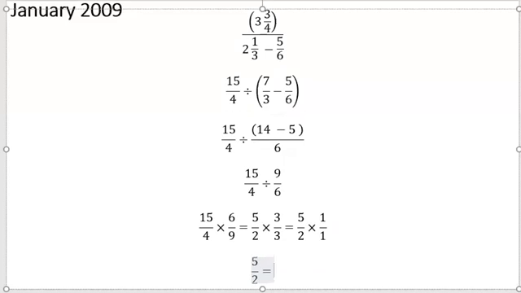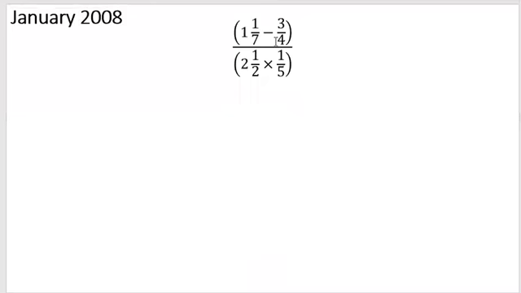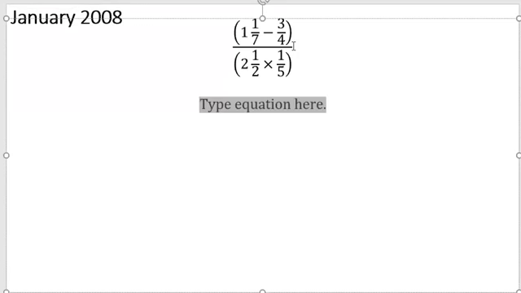And when we do our simplifying, we say 2 into 5 goes 2 times, remainder 1 over 2. So our answer for January 2009 is 2.5. And now we have January 2008, which is again working two separate fractions, the numerator and denominator fractions.